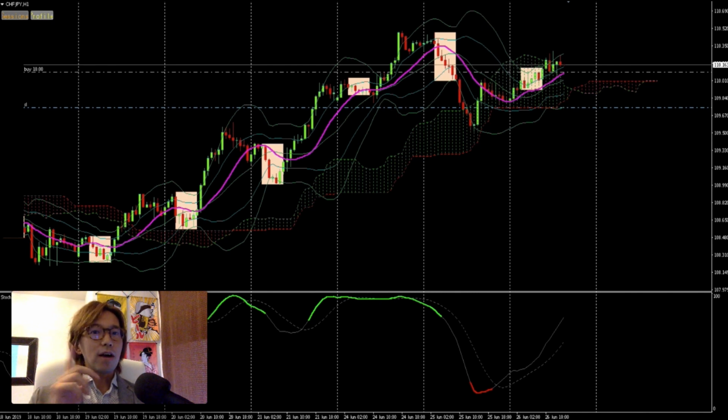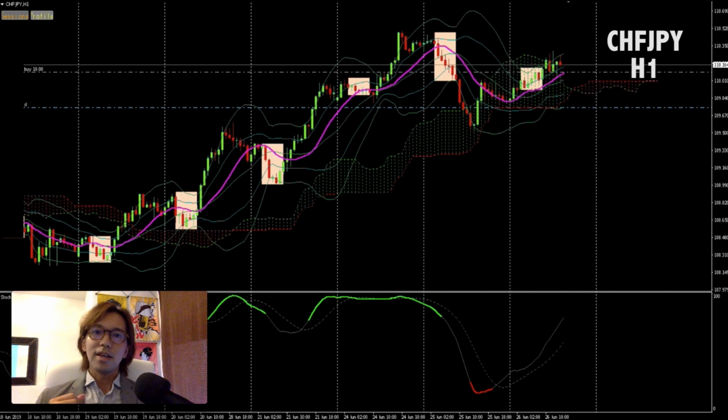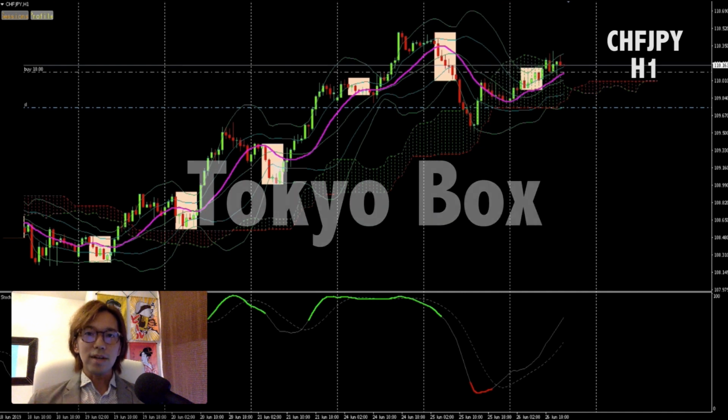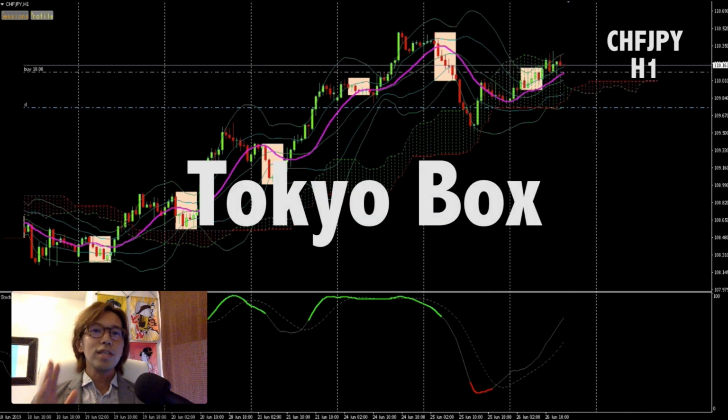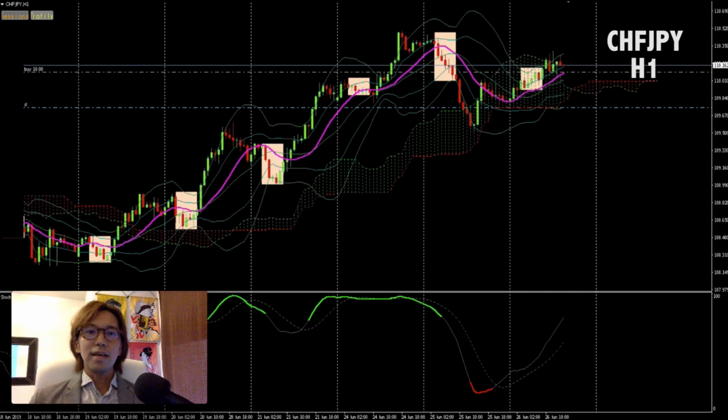This is the 1 hour chart, but look at all these square boxes. Can you guess what all these boxes mean? These are what I call Tokyo boxes. They show the time between Tokyo open and close time, which is between 9 AM and 3 PM in Tokyo time, which is between 0 AM and 6 AM in UTC time zone. So these are basically the Tokyo sessions, and let me tell you how you can trade with 3 simple steps.